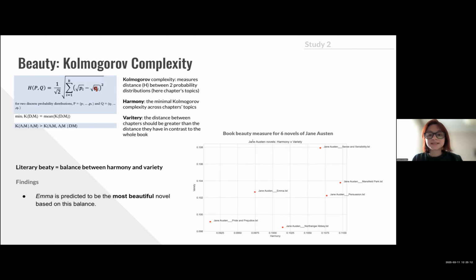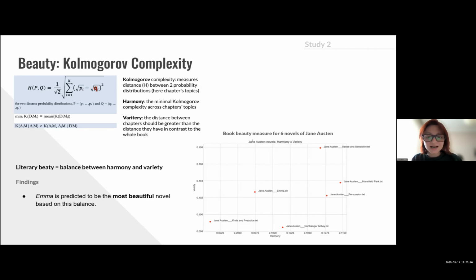High variety means the chapters explore diverse topics, making the book less repetitive. The idea is that a beautiful book balances these two. It's structured but not repetitive, varied but not chaotic. Based on this metric, Emma has the highest beauty potential of all 6 novels measured, since it combines the second smallest harmony value with the third highest variety value.